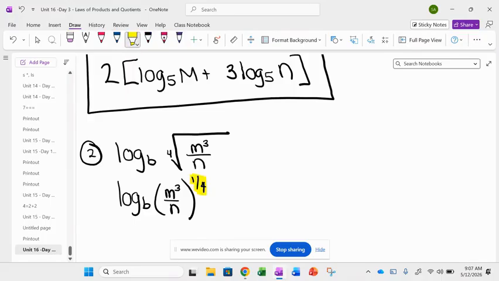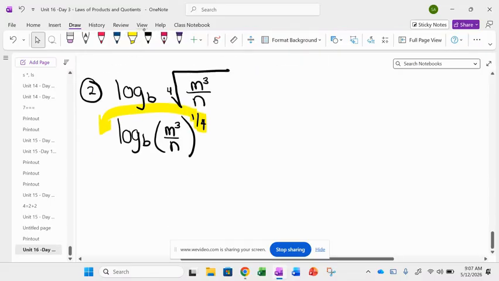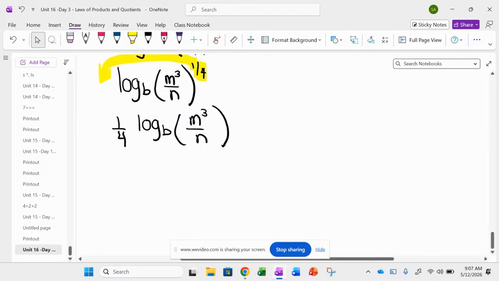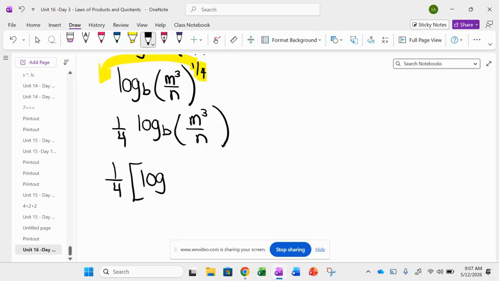What can I do with that 1/4? Bring it to the front. So now this is going to be 1/4 times log base b of m to the third over n. Now, do we agree within that argument we see division? So I can change that division into what? Log subtraction. But because this 1/4 has to be multiplied by that whole expression, do I need parentheses? Absolutely. So I'm going to open my brackets. I'm going to have log base b of m to the third minus log base b of n.